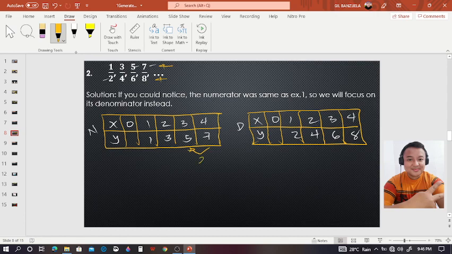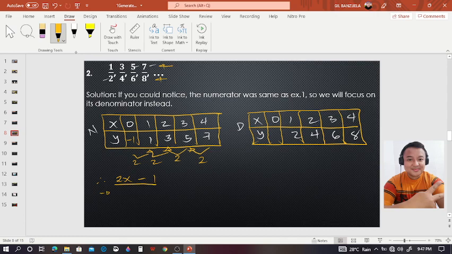So we subtract from right towards the left. So 7 minus 5, that is equal to 2. Actually, yung numerator natin guys, exactly yun yung ginawa natin kanina, so hindi ko na siya masyadong explain pa. So we know that this is negative 1. Therefore, the rule on the numerator in this set of numbers is 2x minus 1.